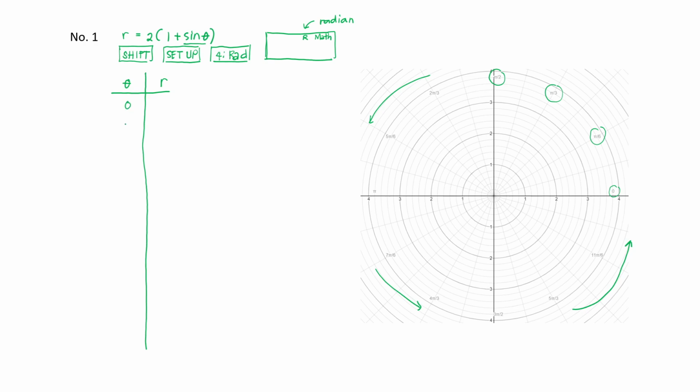So this is 0 and then pi over 6, and then pi over 3, then next is pi over 2, then 2 pi over 3, 5 pi over 6, then next is pi, 7 pi over 6, 4 pi over 3, and then 3 pi over 2.